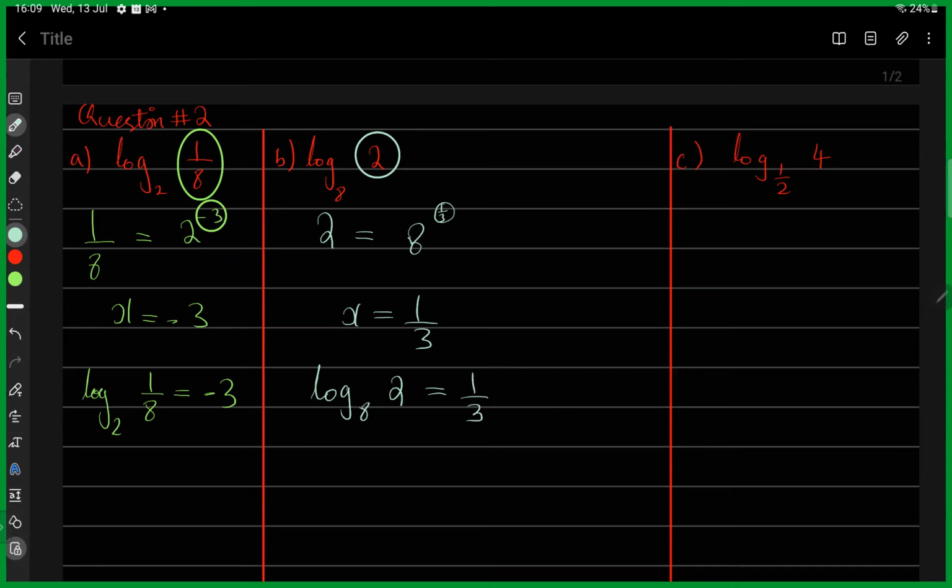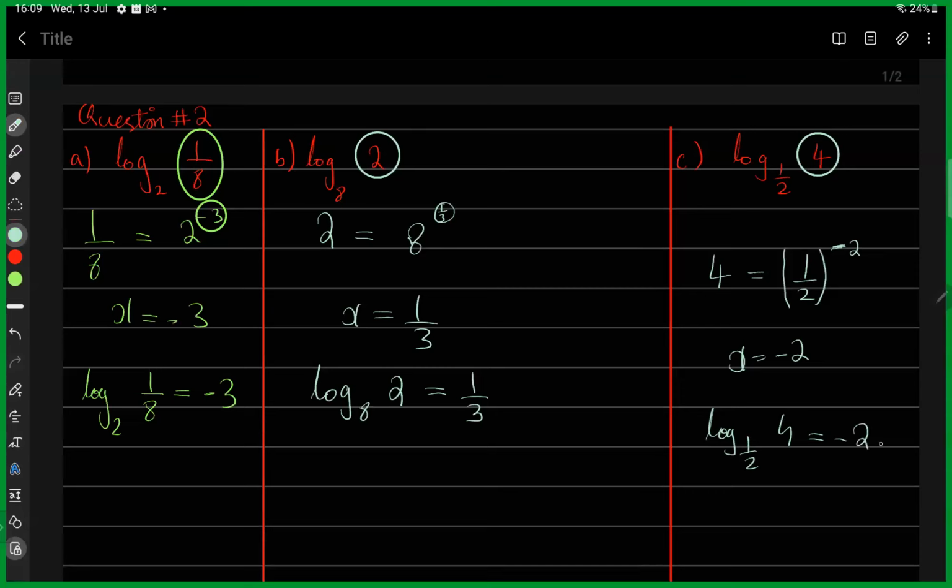For the third part again, this is the number that I need to write down. So it's 4 equals, and then the base is 1/2. Now I need something in the power of 1/2 that would make it 4. I know that 2 squared is 4, but this 2 is in the denominator. So in order to bring it to the numerator, I need a negative power. So I can write it down as -2. Now -2 as the power would give me 4.